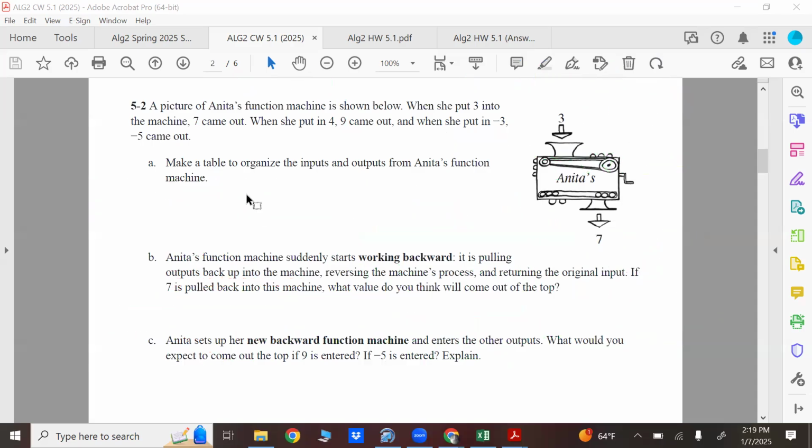Okay, so we talked about these function machines in the past. A picture of Ania's function is shown below. When she puts 3 into the machine, 7 comes out. When she puts in 4, 9 comes out. When she puts in -3, -5 comes out.